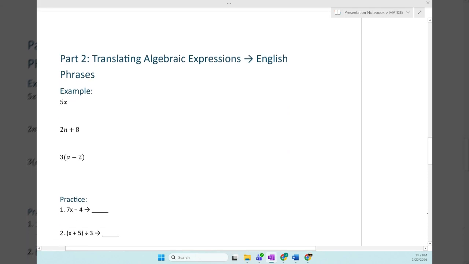All right, so let's look at translating algebraic expressions into English phrases. So the first one, we have 5x. What would that be written as an English phrase? Well, one thing that we could say is this is the product of 5 and a number.